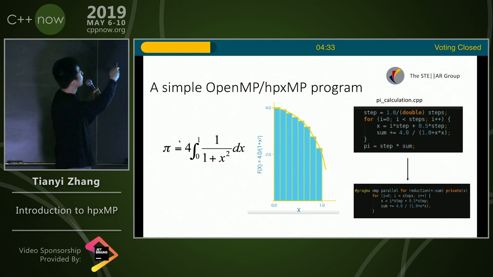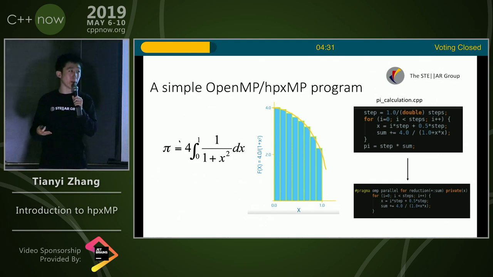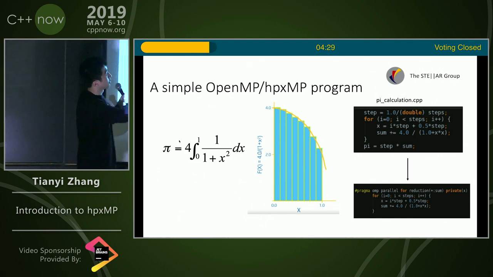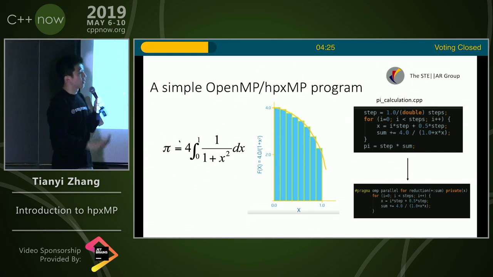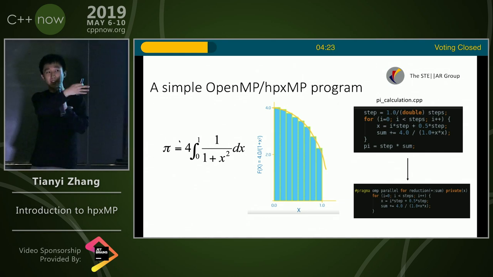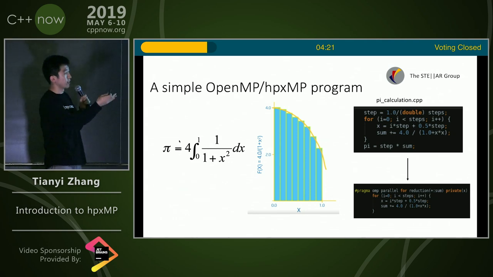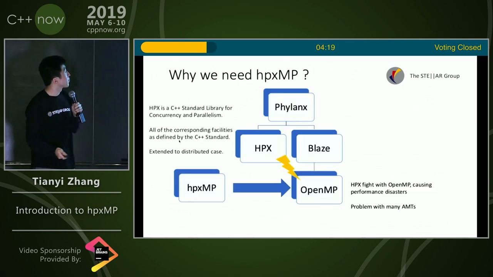So here is a simple OpenMP and hpxMP program. I'm sure that everyone knows OpenMP, so we have a simple pi calculation program. If you want to make the code run in parallel, you just add a line, pragma omp for, and your code can run more efficiently.